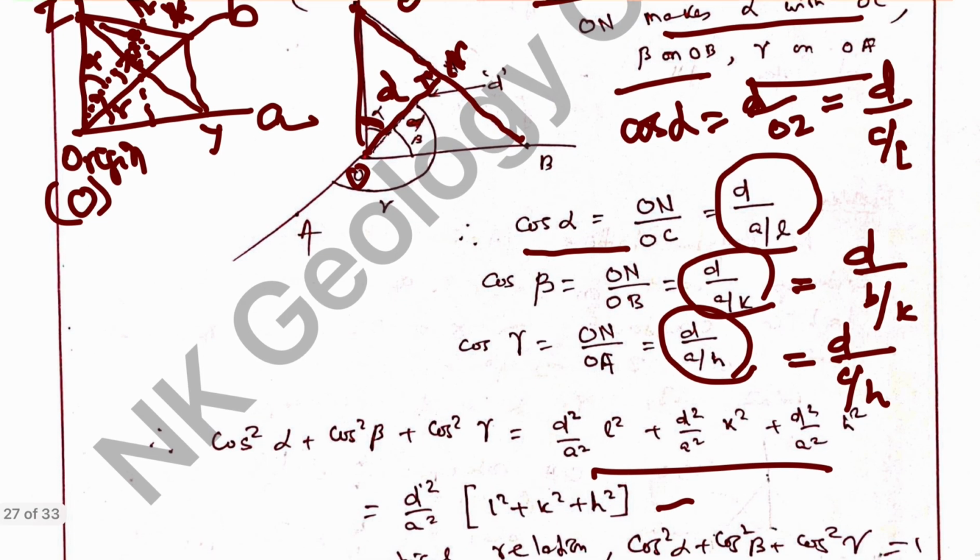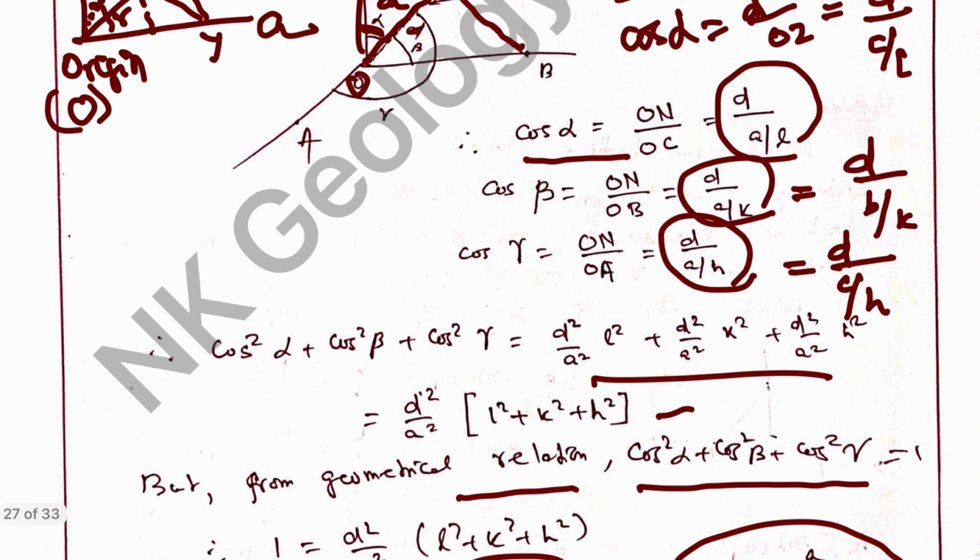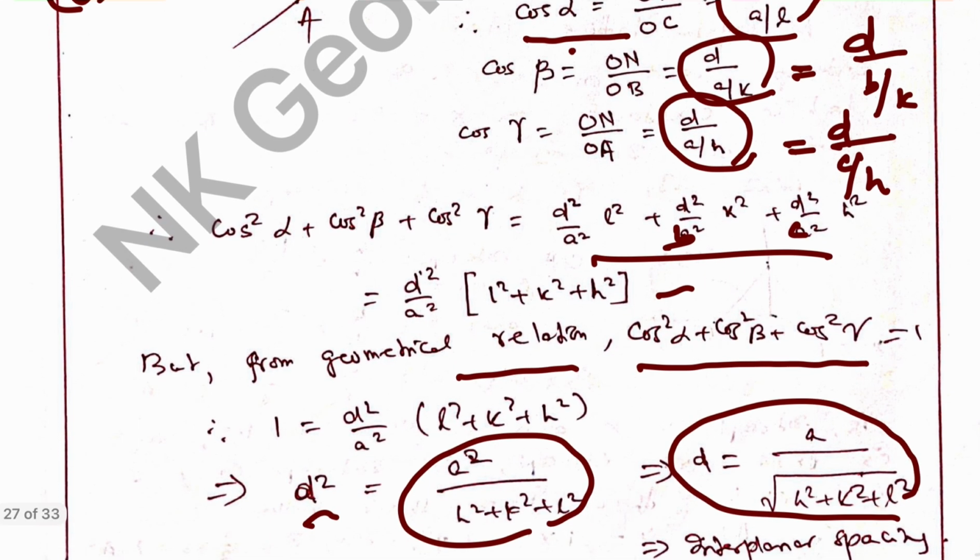So this becomes D square, A square, B square, C square. If you take the square, cos square alpha is D square by B square by K square. K square will come to the top, L square, and A square, B square, C square will come to the bottom, in the denominator.